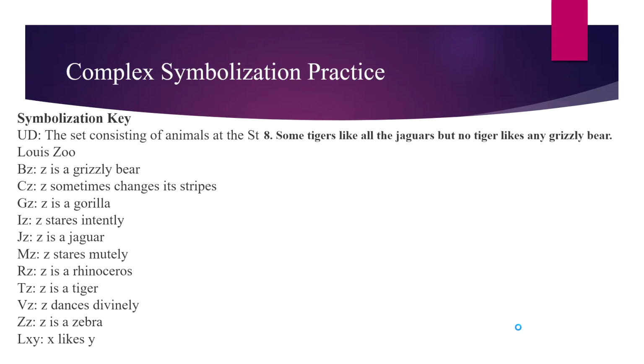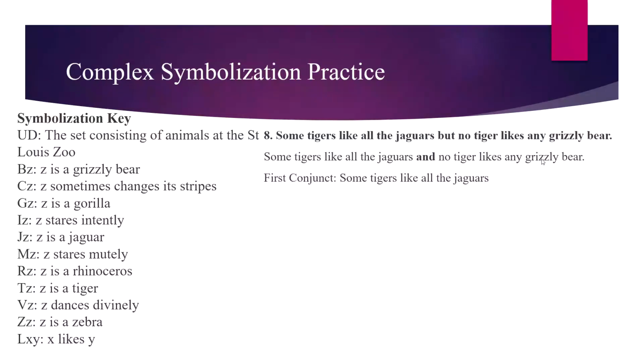Now we have some tigers like all the jaguars, but no tiger likes any grizzly bear. So we're going to change that but to an and, right? And that's our main connective here because we have our quantified statement here, right? Some tigers like all the jaguars. And then the separate quantified statement, no tiger likes any grizzly bear. Our first conjunction is some tigers like all the jaguars. Now we have some, so we know that this is going to be existentially quantified.